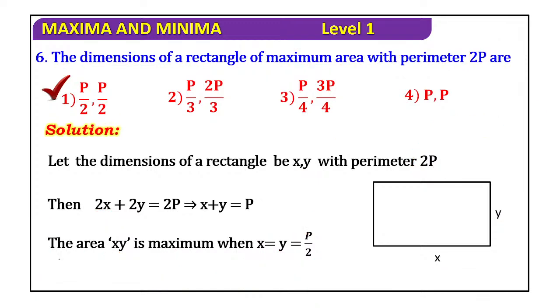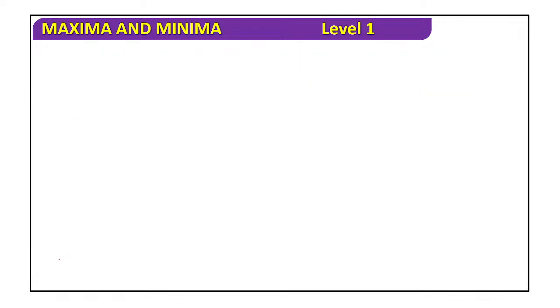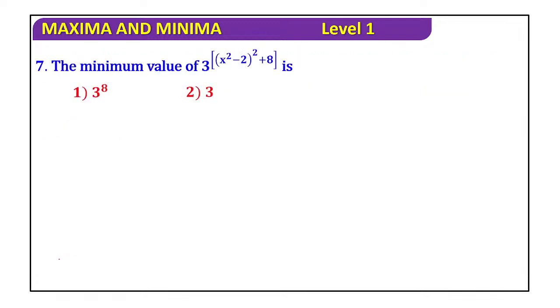That is x is π/2 and y is π/2, the required answer. Okay. So now the minimum value of 3 to the power of (x square minus 2) whole square plus 8 is. This is your given function, and they are asking the minimum value of the given function.